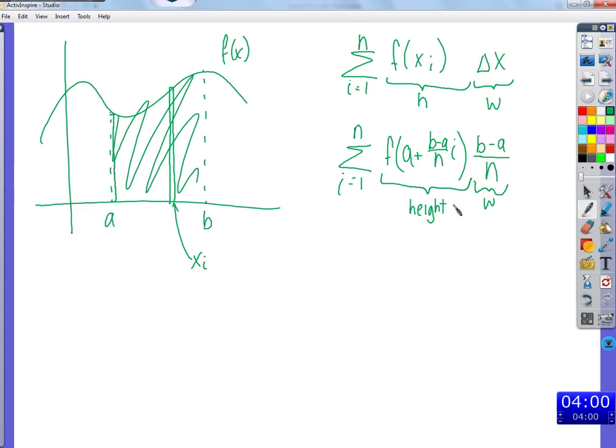This is the width of a rectangle. And this will give me the height of any particular rectangle. The fifth one, the 70th one, the 856th one. I just plug that 856 in there.